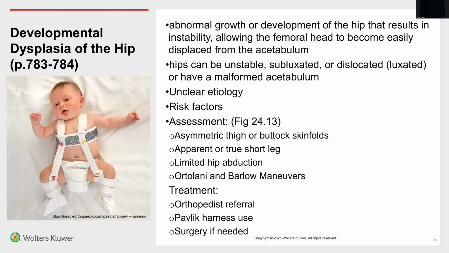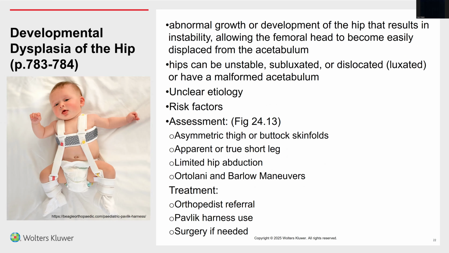The etiology of this is unclear, but we do know that certain risk factors may be involved, such as certain racial backgrounds like Native American, genetic transmission where it runs in the family, intrauterine positioning like breech positions, female sex being more prone than male sex, oligohydramnios, which is too little amniotic fluid, birth order, being the firstborn more prone to it, postnatal infant carrying positions, especially when swaddling or putting in a position that forces the hips to be adducted.